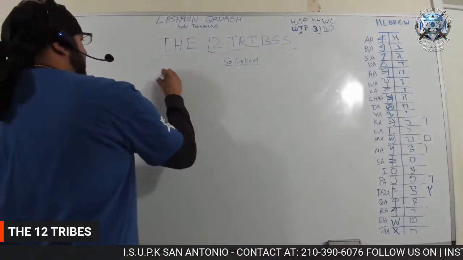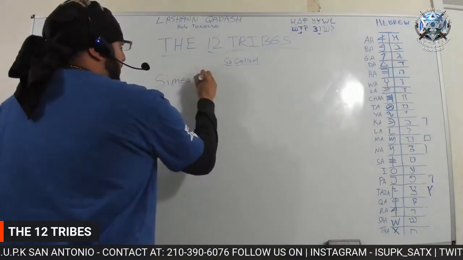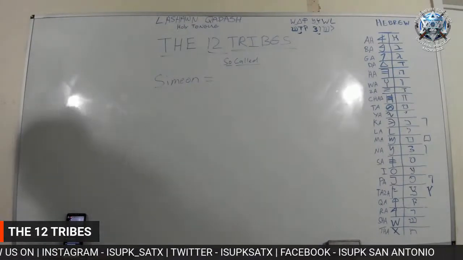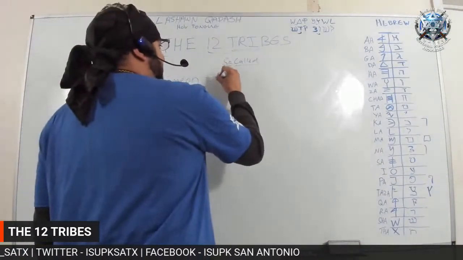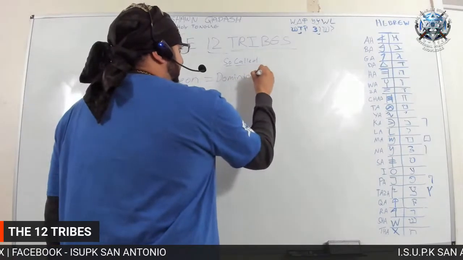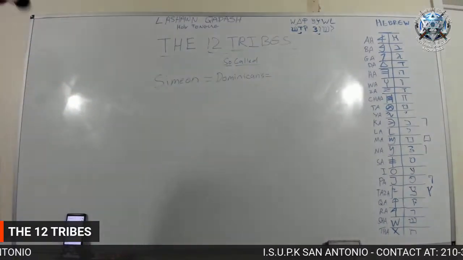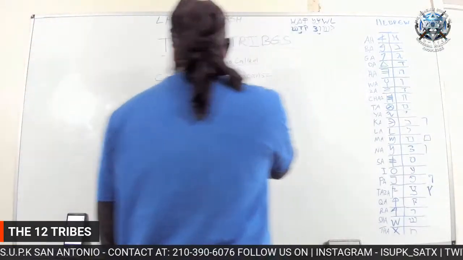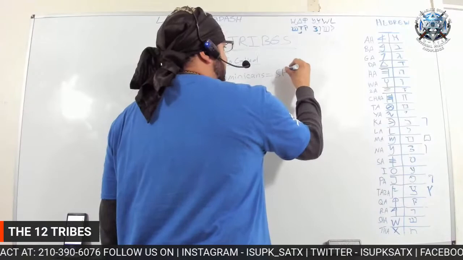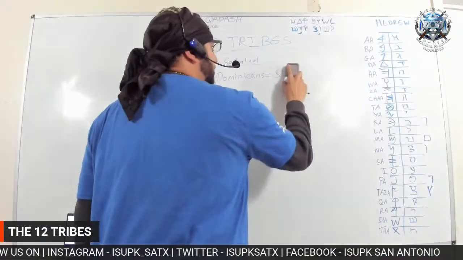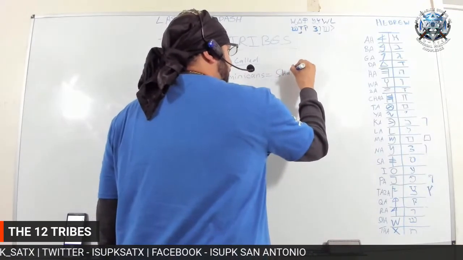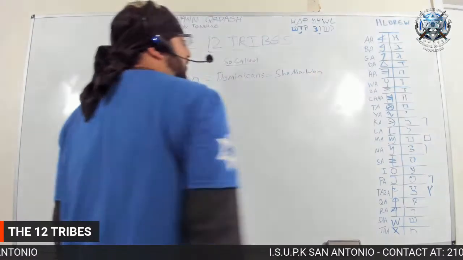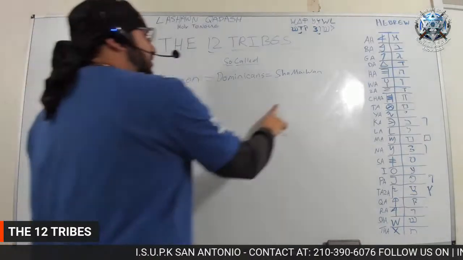Next tribe, Simeon. The tribe of Simeon. So far, we've done Judah, Benjamin, Levi, Simeon, so-called Dominicans. The so-called Dominicans. And the pronunciation of Simeon in the ancient Hebrew is Sha, my, one. Shamai one. Simeon. Shamai one.